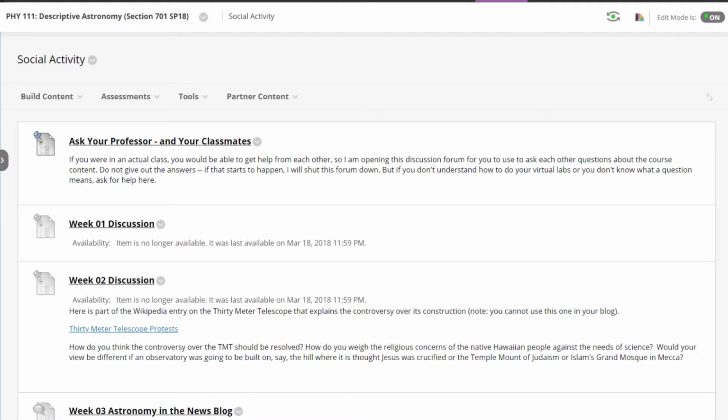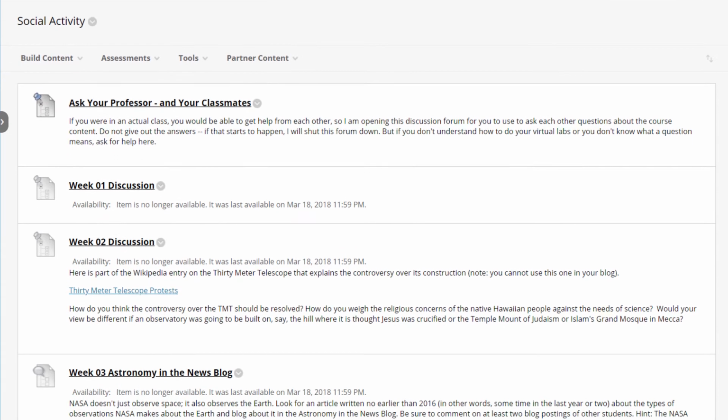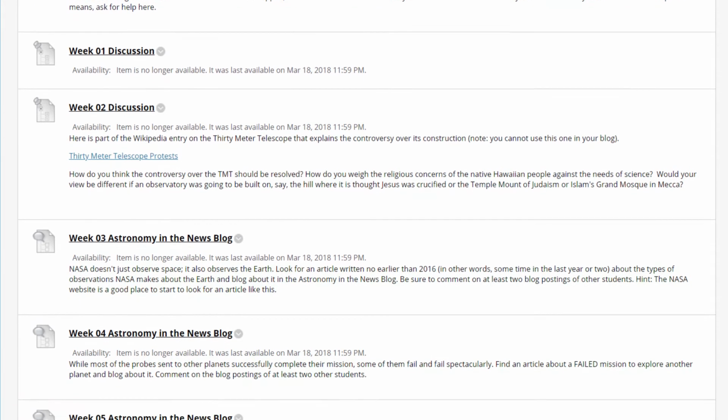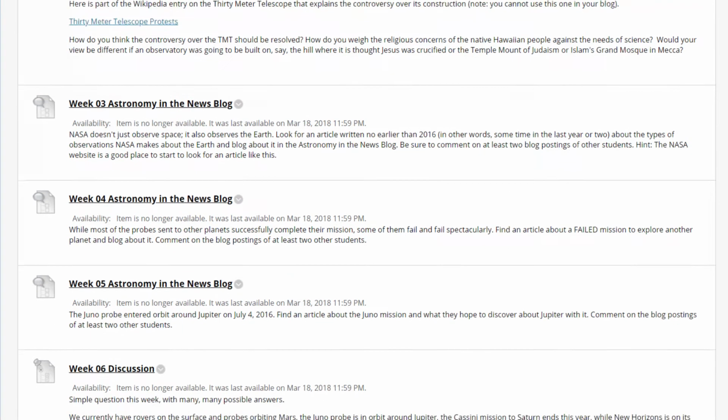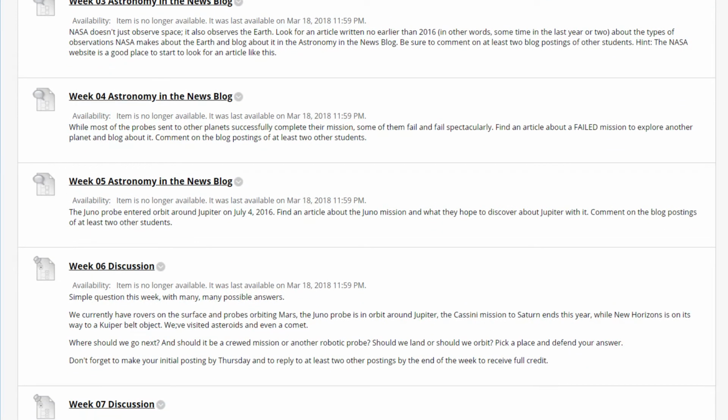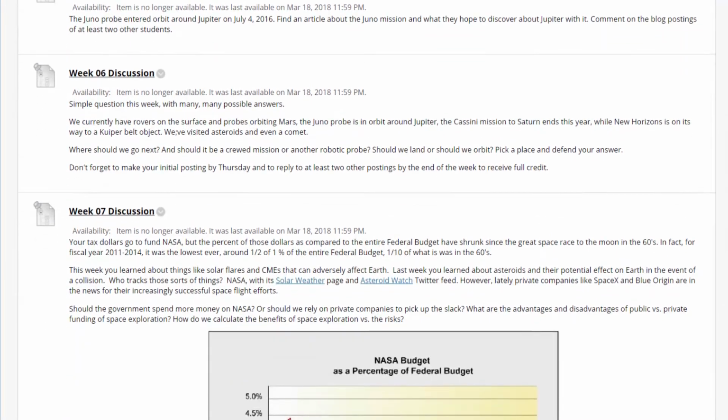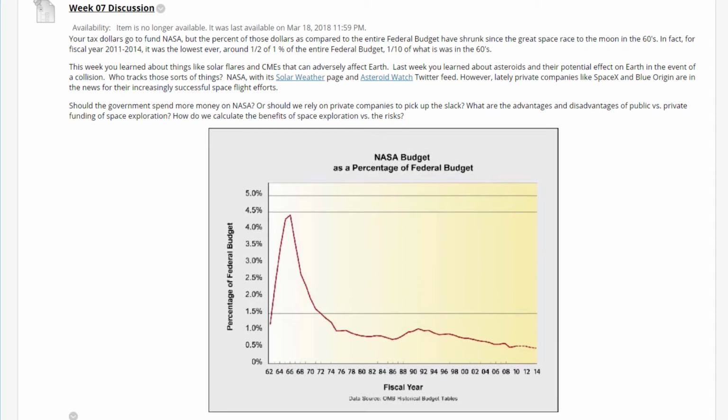Students interact with each other by completing a social activity every week. This is either an In the News blog posting, where they find a current news article about a given topic, like the Juno probe presently in orbit around Jupiter, or a discussion about a contemporary, often controversial topic in astronomy, such as funding for NASA.